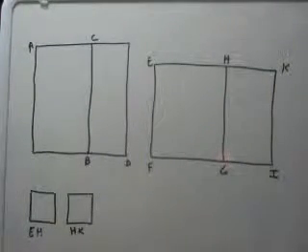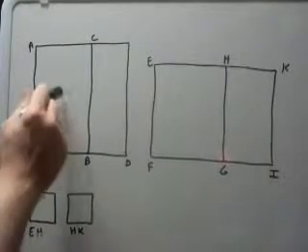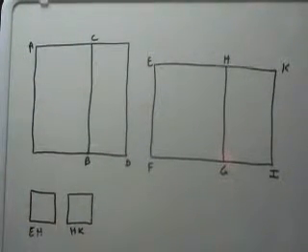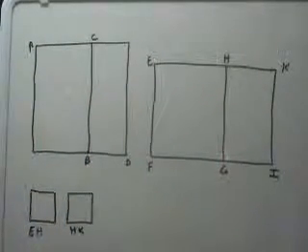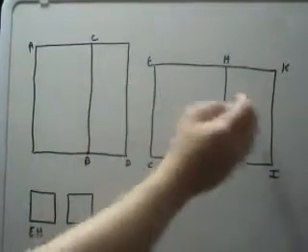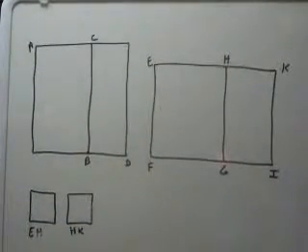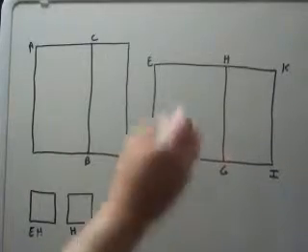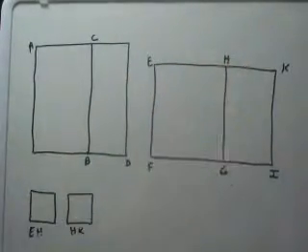And since AB is greater than CD, since this is bigger than this, while AB is equal to EG, while this is equal to this, and CD is equal to HI, this is equal to this. Therefore, EG is also greater than HI. This is greater than this. Therefore, the line EH is bigger than the line HK.